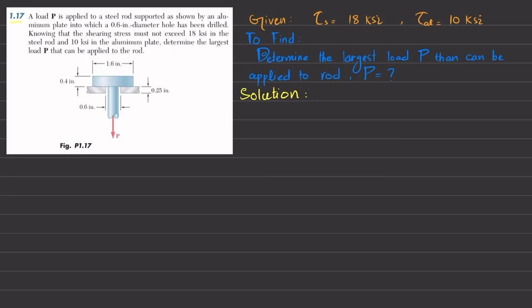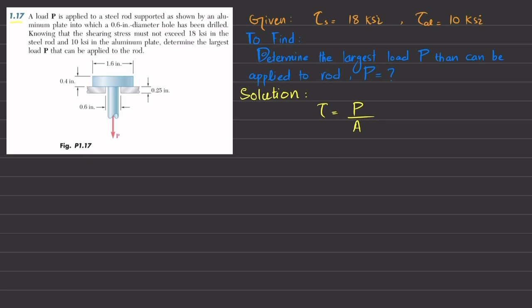So you have to find the load P. The allowable shearing stress for steel is 18 ksi and for aluminum it is 10 ksi. So let's start with the solution. We know that shearing stress is equal to shearing force per unit area.